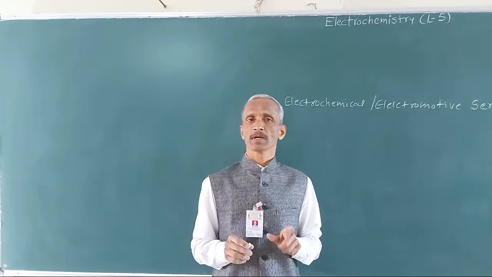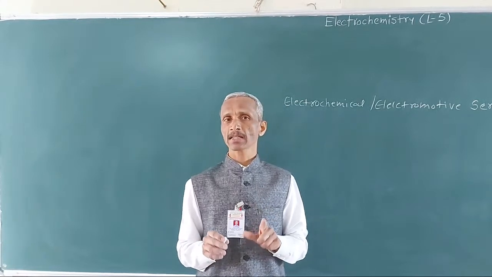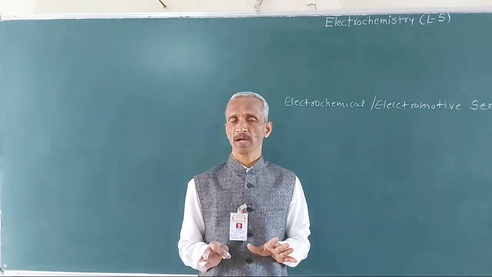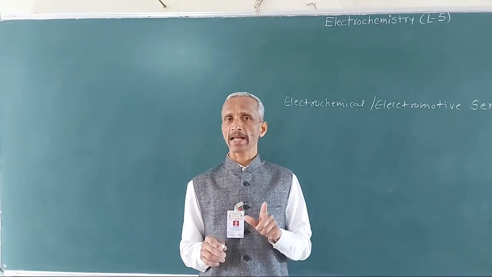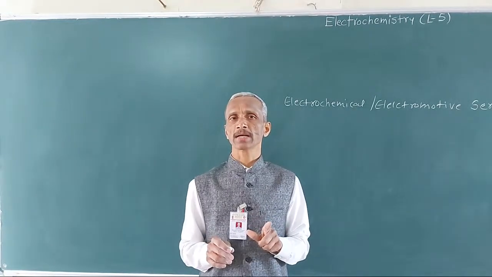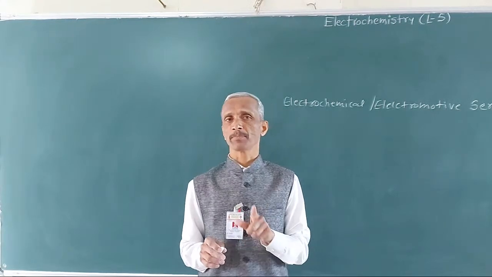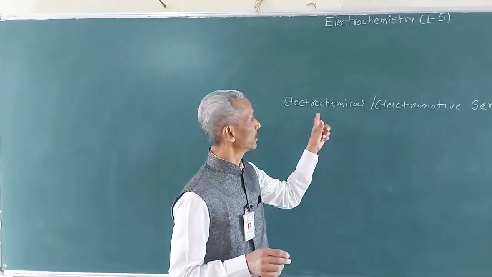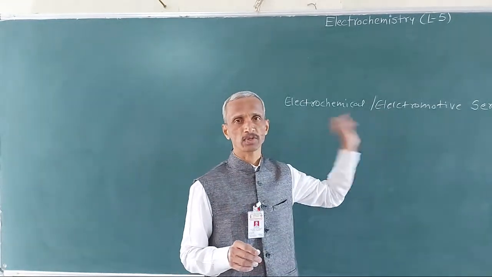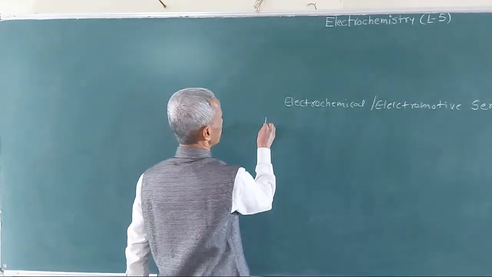This property differs from metal to metal. That means every electrode has a different electrode potential, and all these electrodes are therefore arranged according to their electrode potential in a particular series, in a particular manner. They are called the electrochemical or electromotive series. Let us define it first.